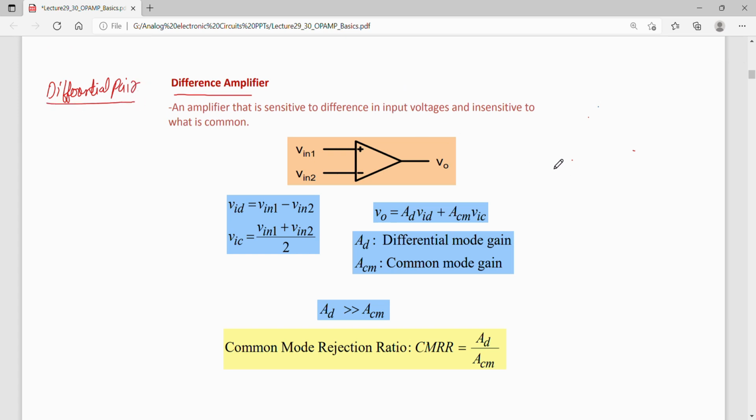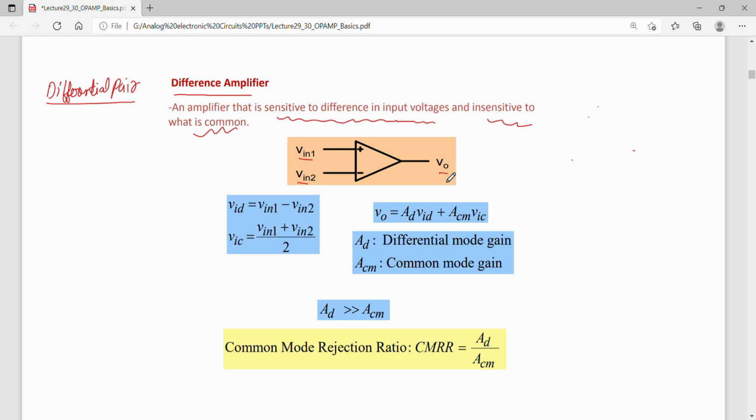Let us say the same differential pair that we have studied so far can be represented by this symbol. It has two differential inputs and a standard output over here. Now we had seen earlier that our differential pair was sensitive to the difference in the input voltages, and insensitive to what was common to the two inputs. That is, if Vin1 equals Vin2, then the output is 0. If there is a difference between Vin1 and Vin2, then only would output be present.